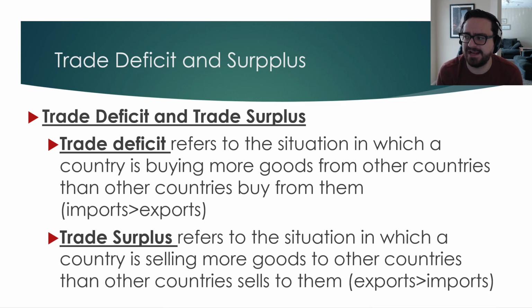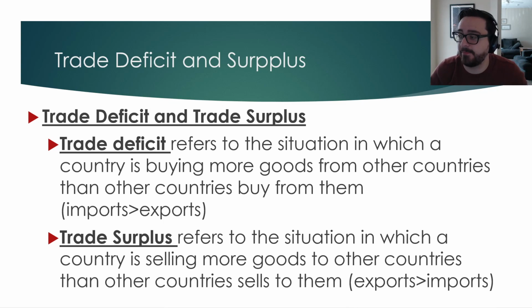Cool. There's also a trade deficit and trade surplus. A trade deficit means that we are purchasing more from other countries than other countries purchase from us. Effectively, you could label this as like you're losing trade. That's how people typically say it. Imports exceed exports, so more money is leaving your economy than coming in through international trade.